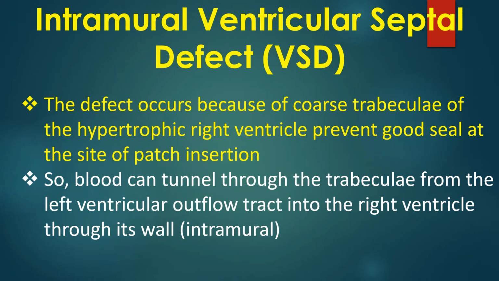The defect occurs because coarse trabeculae of the hypertrophied right ventricle prevent a good seal at the site of patch insertion. So blood can tunnel through the trabeculae from the left ventricular outflow tract into the right ventricle through its wall.